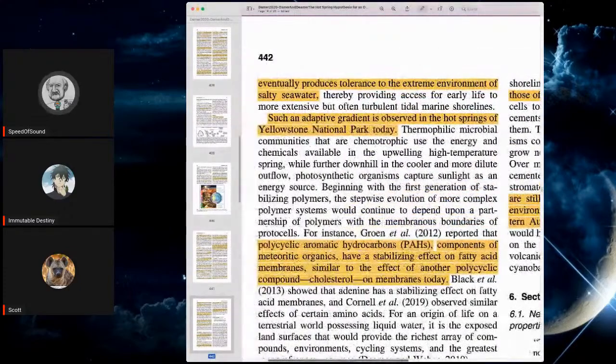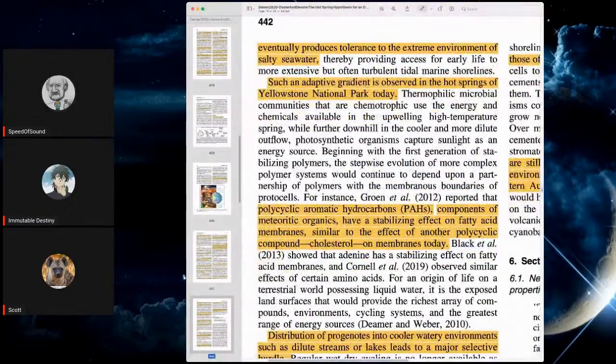process eventually produces tolerance to the extreme environment of salty seawater, thereby providing access for early life to the most extensive but often turbulent tidal marine shorelines.